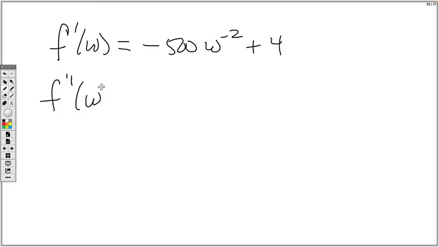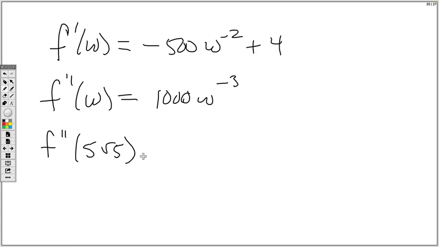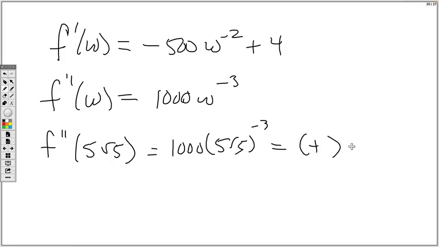What would the second derivative be? Thousand w to the what? Minus third. And what's the derivative of 4? So let's take a look at the derivative at our critical value, 5 root 5. I don't have to know the exact value of this to hit it with the second derivative test. I just need to know, is it going to be positive or negative? I'm plugging 5 root 5 in, which is a what? So this is going to be what kind of number? Positive.